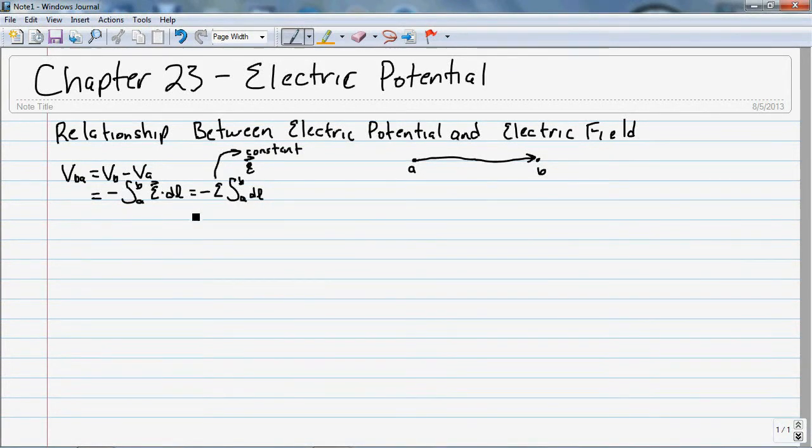And evaluating the integral, which is just dl, so it's just the length, that's going to be the electric field strength times the length at B minus the length at A. And that's just equal to the negative, the electric field, times the distance between B and A.